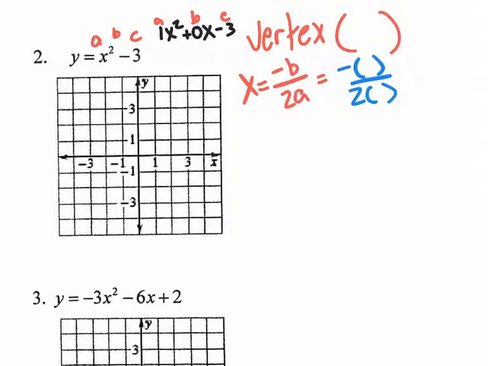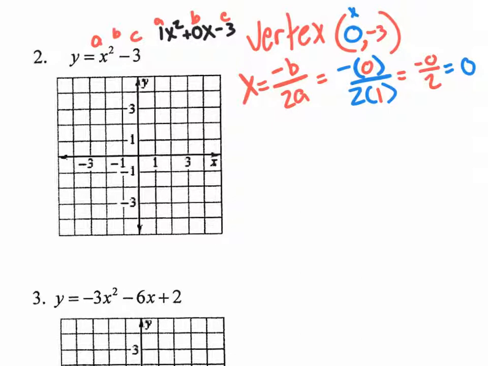So let's plug in the b value of 0 and the a value of 1, which gives us negative 0 divided by 2, which is still 0 divided by 2, which is still 0. So the vertex x value is 0. And the vertex y value, all you have to do is take the 0 and plug it in to the x. 0 squared is 0, minus 3 is minus 3. So the vertex is 0, negative 3.